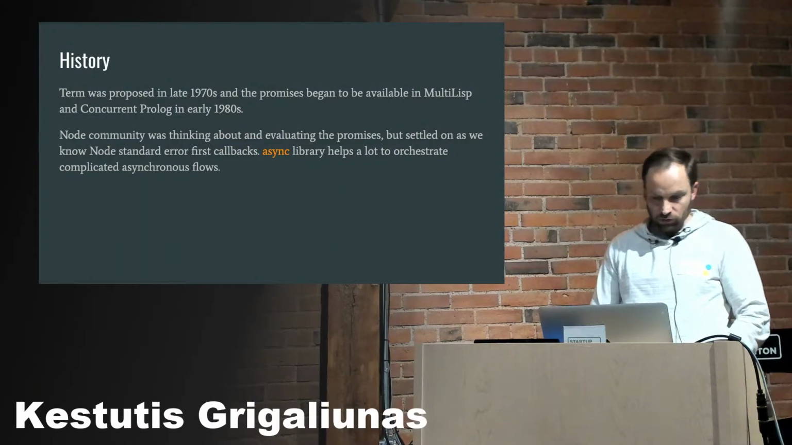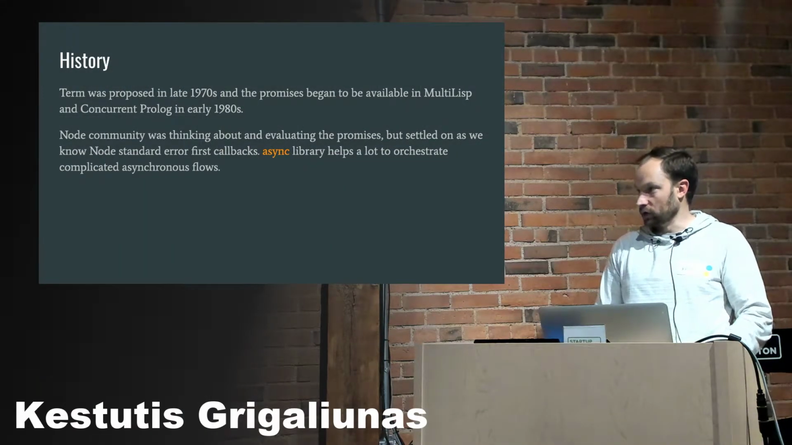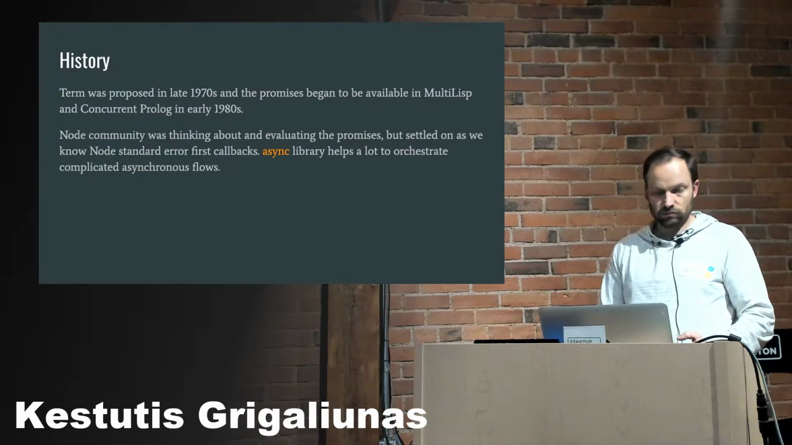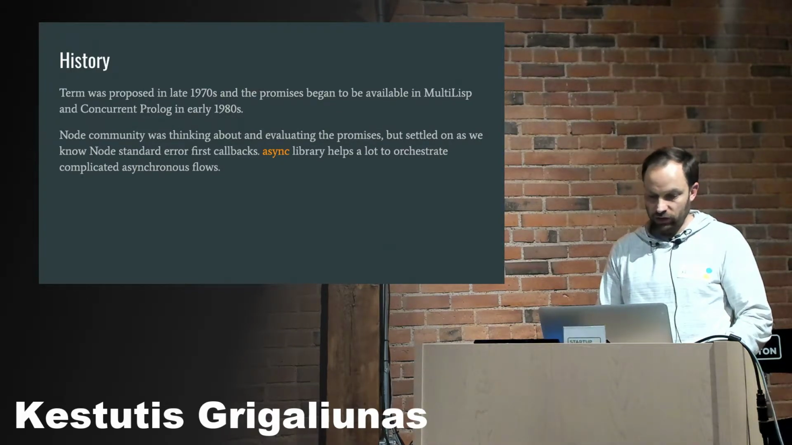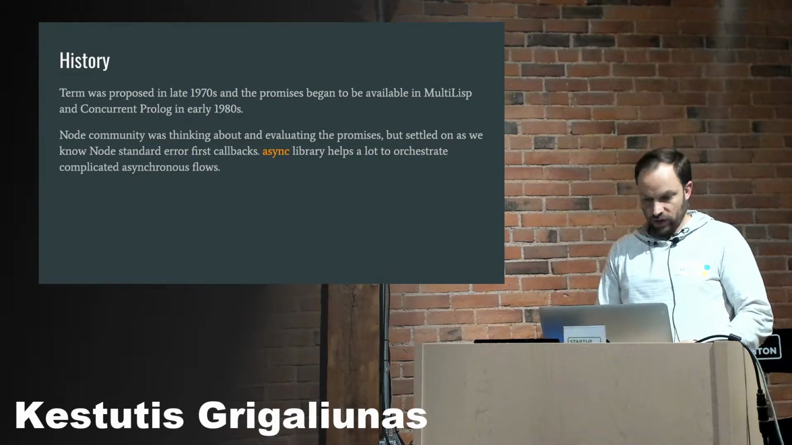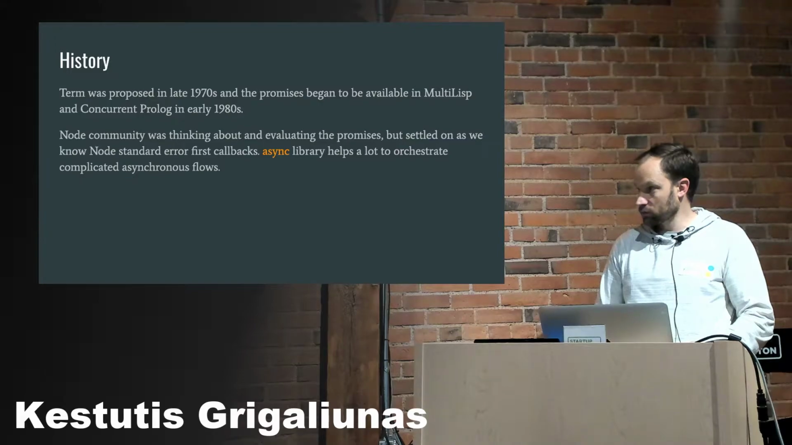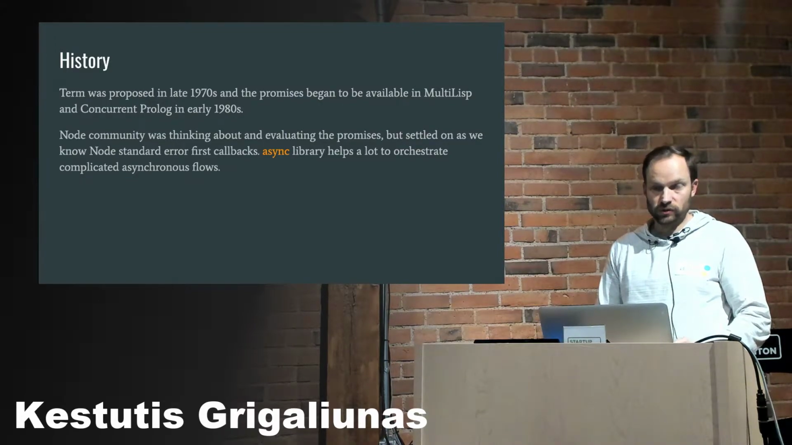The term itself was proposed in the late 70s, and the first promises were used in the early 80s. In JavaScript, it's a bit later, but JavaScript is pretty new. The Node community was thinking about it and trying it out, but settled on Node standard error-first callbacks. And the async library, meanwhile, helped a lot to orchestrate everything, because you got the waterfall, the series, the parallel stuff.